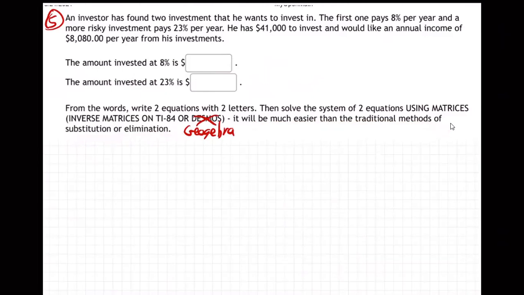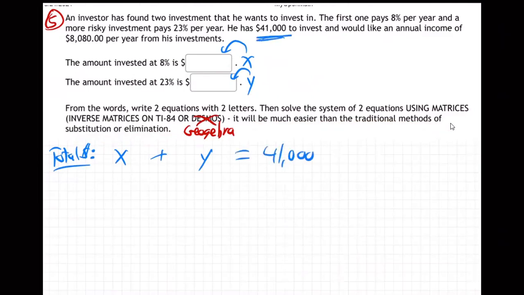Well, let's call this one X and this one Y, right? X is the amount here, Y is the amount there. All right, well, the first equation, and we have two letters, you know we need two equations. So the first one is X plus Y. The first one is just total dollars. X plus Y equals 41,000, right? Because he has 41,000 to invest.